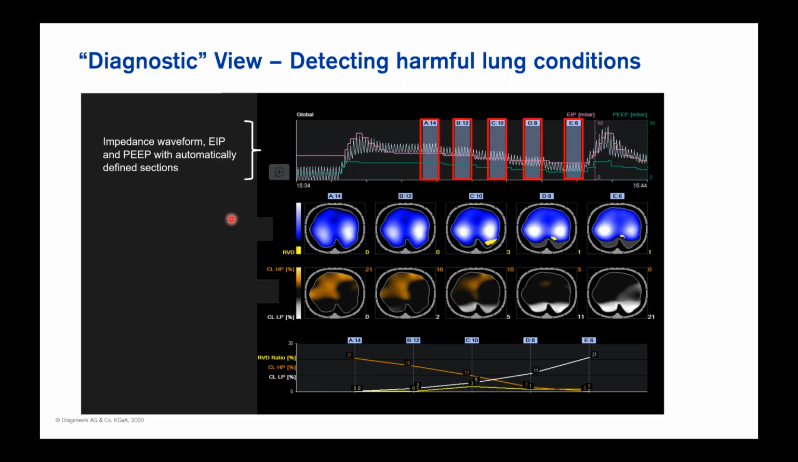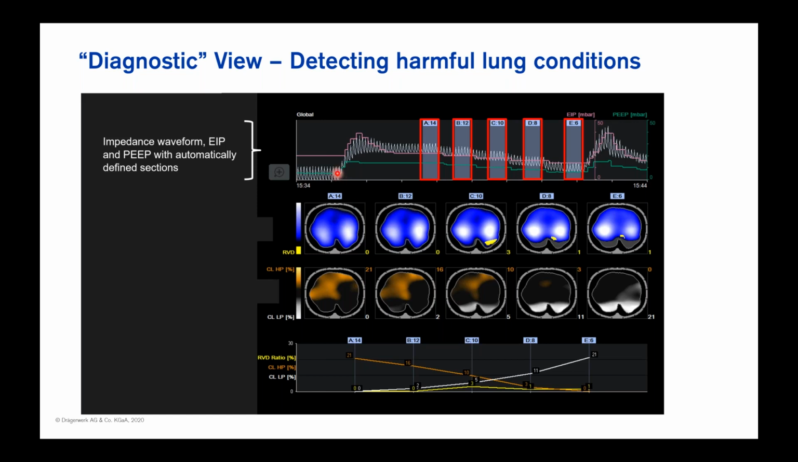So first of all, we have an impedance waveform like in our other views, where we can track and trend the impedance waveform over a time of up to 2 hours. And then we have implemented an algorithm which automatically detects PEEP maneuvers and automatically assigns the so-called sections, which allow us to assess any kind of PEEP level that has been applied during the PEEP trial. And for each of those sections, we get the resulting tidal images.